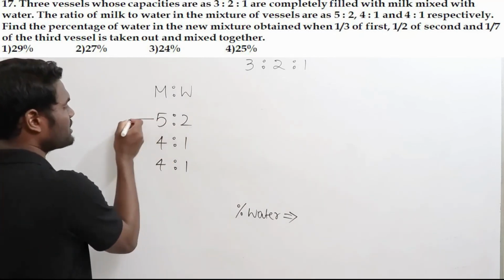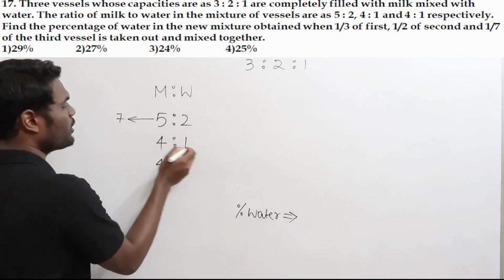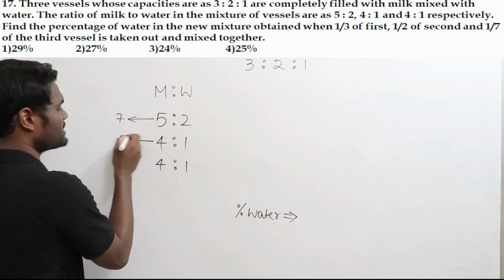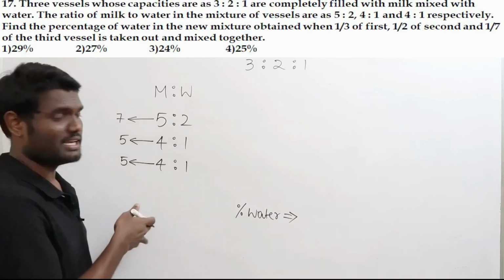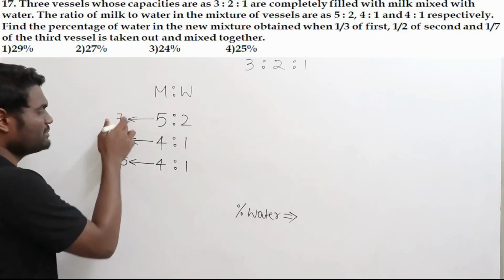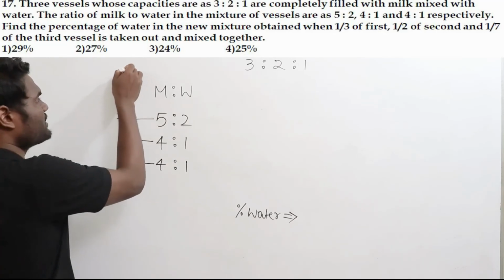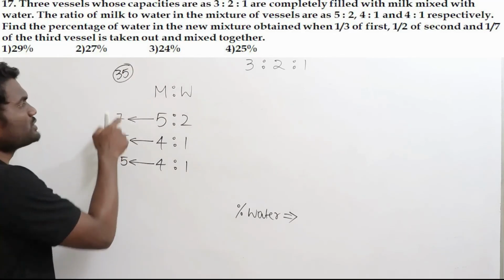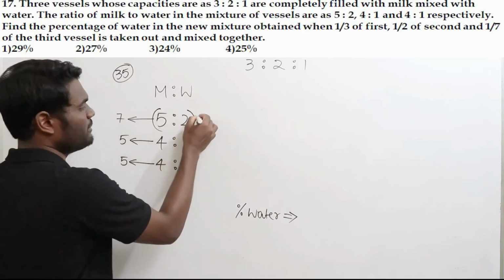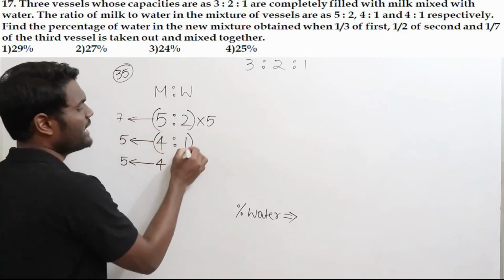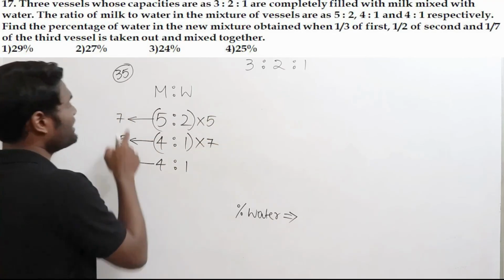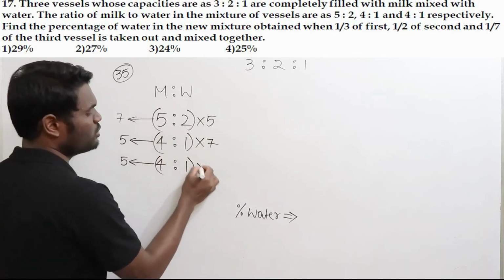Now 5 plus 2, this is going to be 7 parts. 4 plus 1, this is going to be 5 parts. 4 plus 1, this is going to be 5 parts. Now either you can take the LCM or you can multiply these numbers. If I take the LCM of 7 and 5, the LCM will be 35. Now 7 how many times? 5 times. So this will be into 5. Now 5 how many times? 7 times. So this will be into 7. Now 5 how many times? 7 times. This will be into 7.